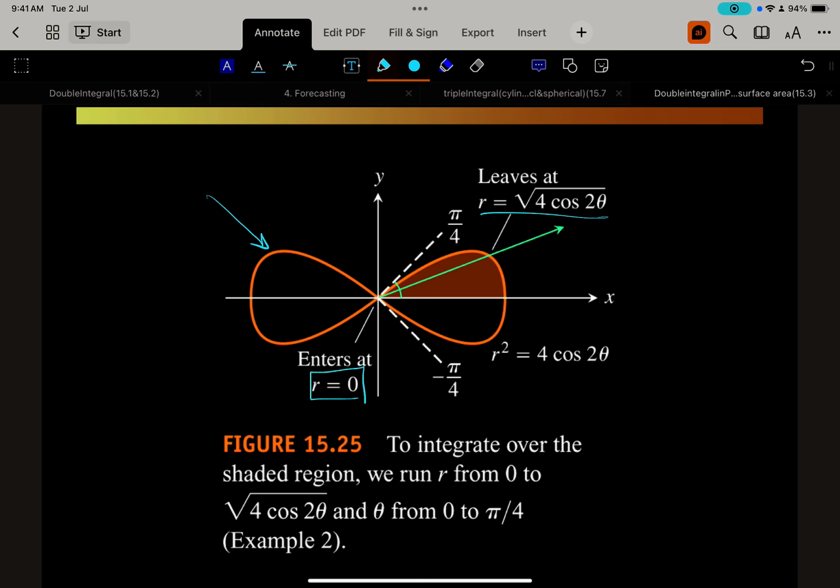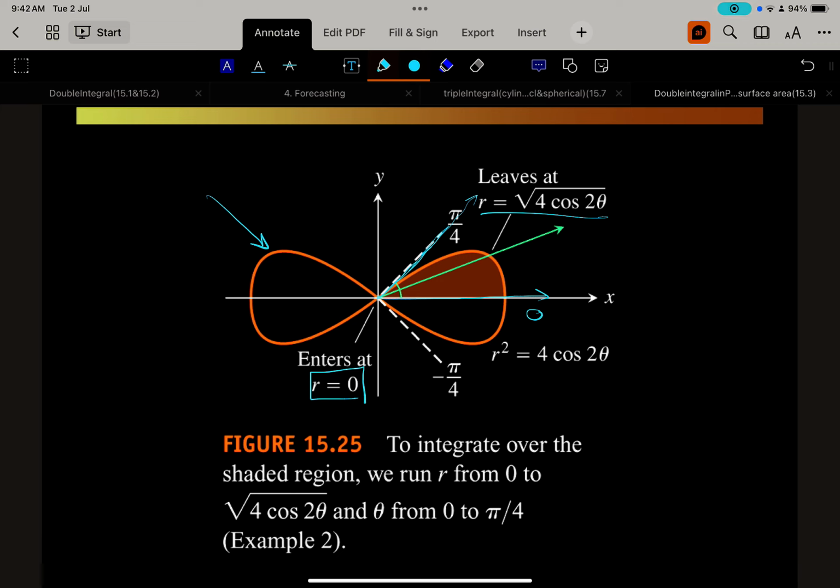If we had, for example, a circle here with r equals 1, then our entry point is going to be 1, since the area is going to be here only. But now we don't have that, so we're just going to say that the entry point is just r equals 0. And now for theta, it can go from 0 up to the upper limit of our area, which is pi over 4.